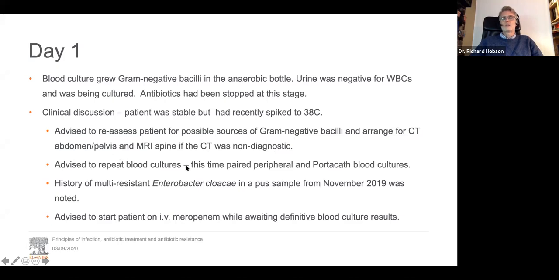There was advice to repeat the blood cultures, but this time taking into account the presence of an indwelling device and asking for paired peripheral and portocath blood cultures. Paired cultures can often help you determine whether there's a line infection. It was also noted that she did have a history of a multi-resistant Enterobacter cloacae from about 8 months previously. And the advice here was start the patient on meropenem. She'd spiked. She had a multi-resistant organism in the past. It seemed reasonable.